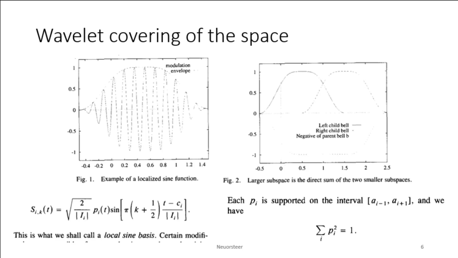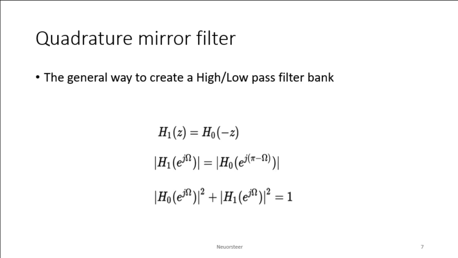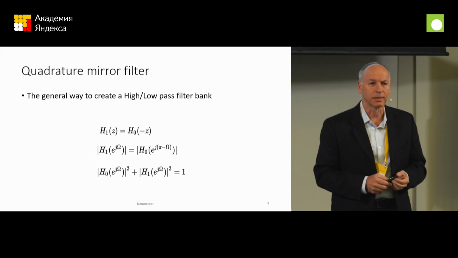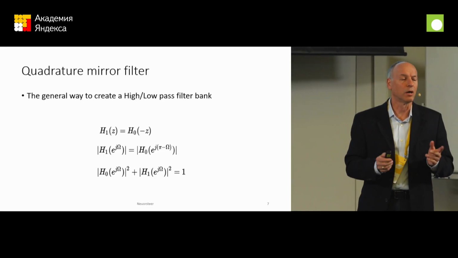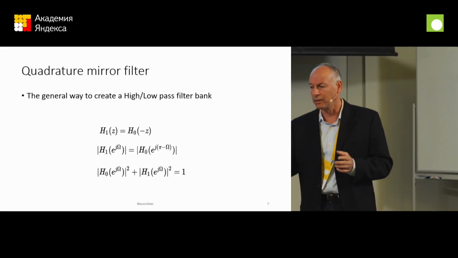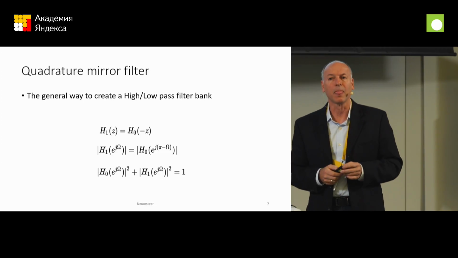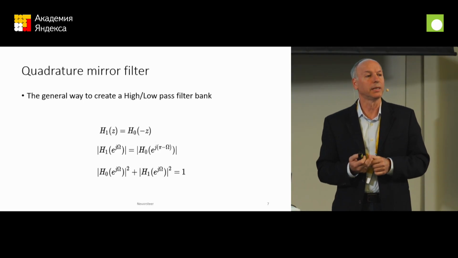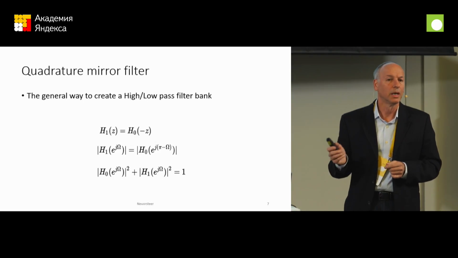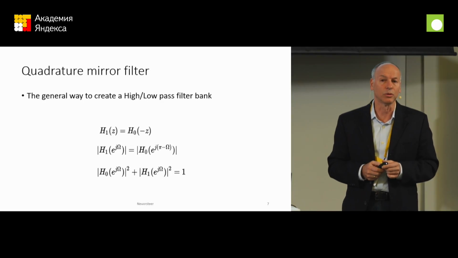Okay. So then we need one more thing in order to construct a basis function, and this is the quadrature mirror filter. I don't know how many of you are familiar with it. Again, you can see the mathematical constraints that it is producing, that it is obtaining in this Daubechies paper, and this basically is the tool to create wavelets.